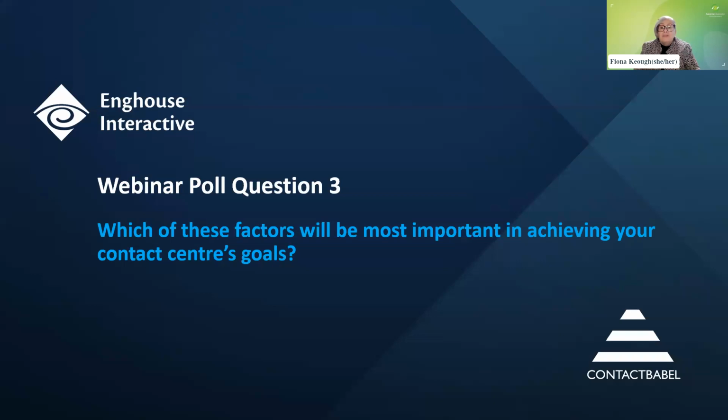Agent empowerment, 37%, at least 20% ahead of the other options. Remote and hybrid working at 17%, as is increased use of self-service, as is moving to cloud-based solutions, and at 13% moving from telephony to digital channels. Is that what you expected to see, Steve?